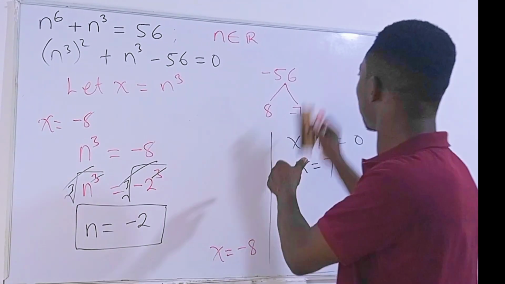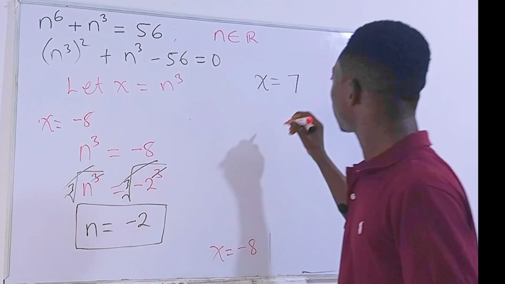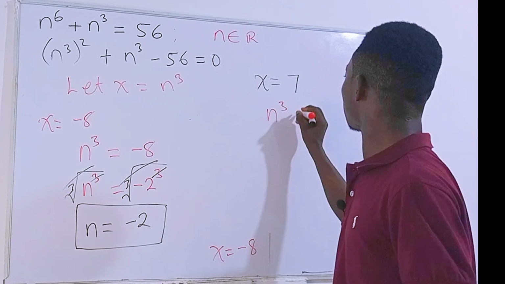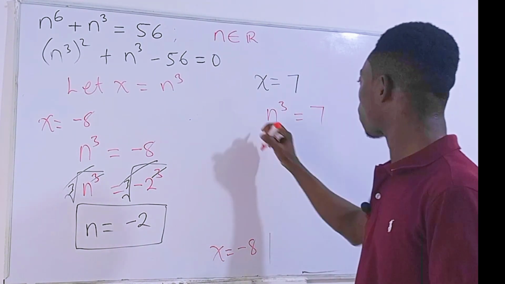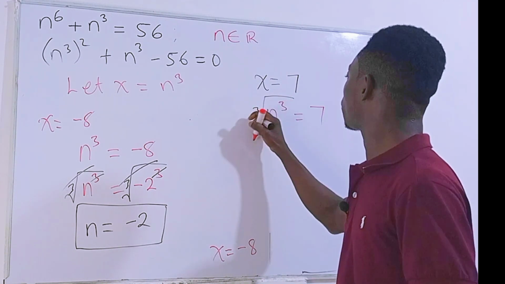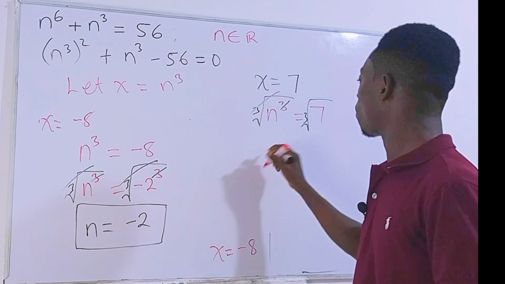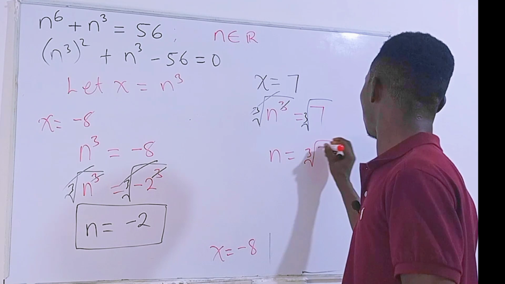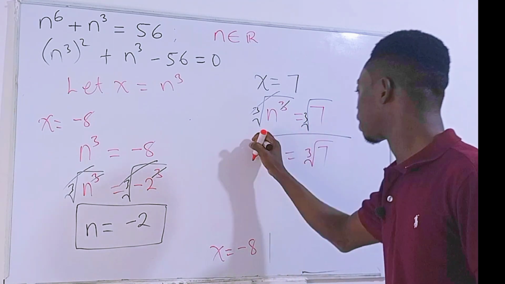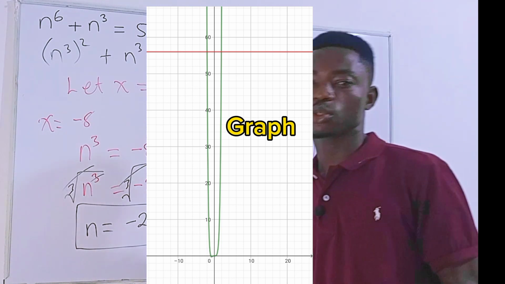Then again, if x is equal to positive 7, we're going to have n to the 3rd power is equal to 7. And this time around, we have no option other than to take cube root on each side of the equation, and this and that go. Then we are left with n is equal to the cube root of 7. And this is the other solution. And of course, these are the two real solutions to the problem.